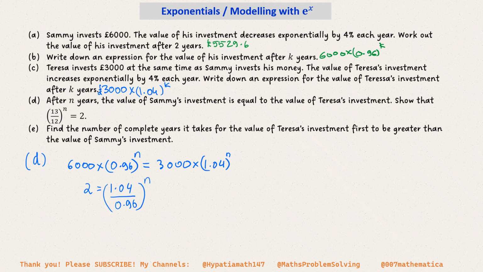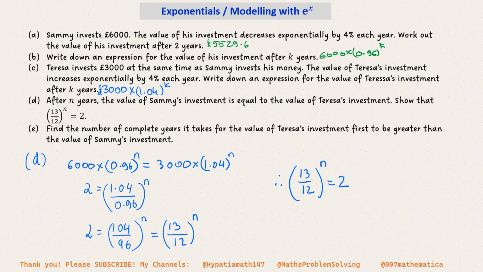So you simplify it, and 3,000 goes into 6,000 twice, so 2 equals 1.04 divided by 0.96, to the power n. And then removing the decimals, you get 104 divided by 96 to the power n, and 104 and 96, you divide both of them by 8: 8 times 13 is 104, 8 times 12 is 96, so you get (13/12) to the power n is 2, which is what they have asked for. So that's done.